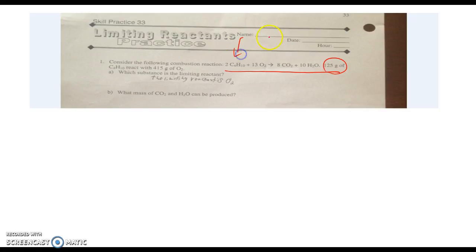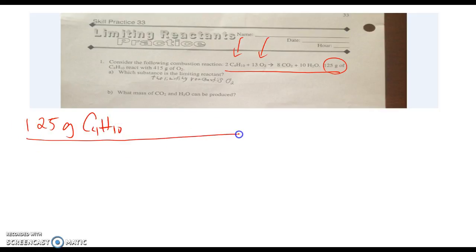So we have these two. What you need to do is pick one of the products and do stoichiometry with both those amounts, and the amount that gives you less of that product is the limiting reagent. So if we take 125 grams of C4H10, I'm going to pick CO2 and see how much CO2 I get.